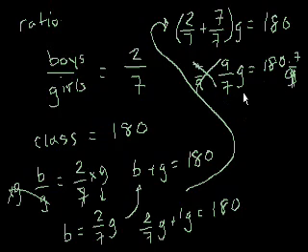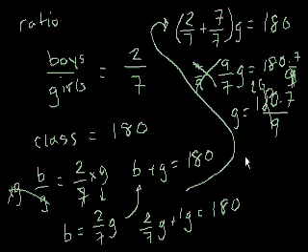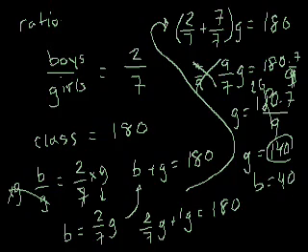These cancel out, and you get g equals 180 times 7 over 9. Well, 180 divided by 9, this is just 20, right? So g is equal to 140. And so if there are 140 girls in the room, how many boys are there going to be? Well, we know that the whole class is 180 people, and we know b plus g is 180. So the boys are equal to 40.